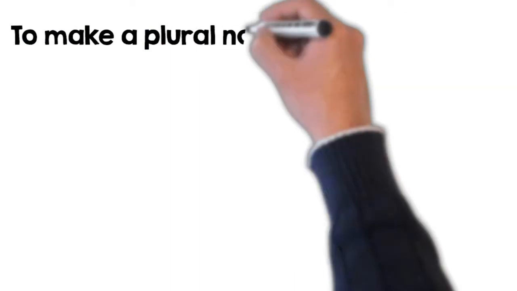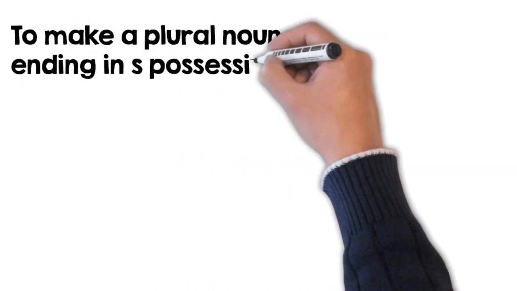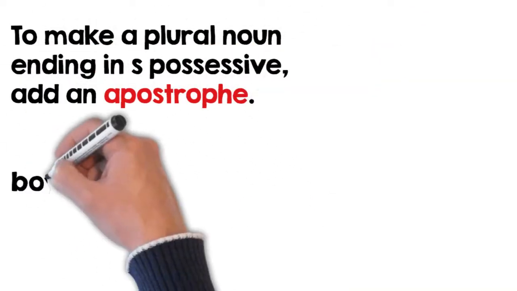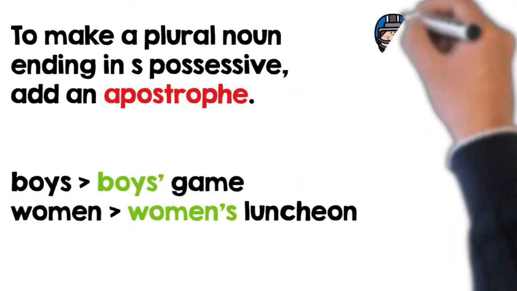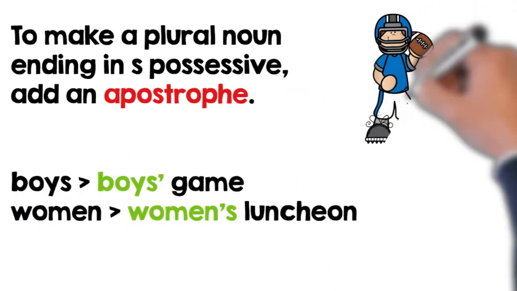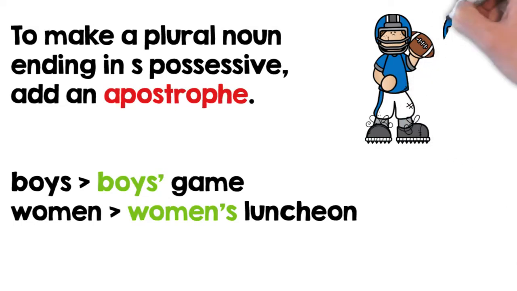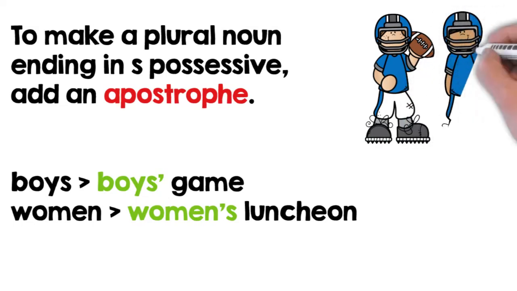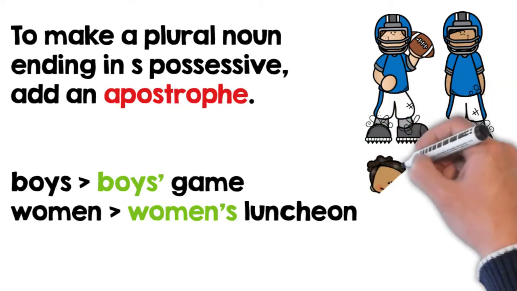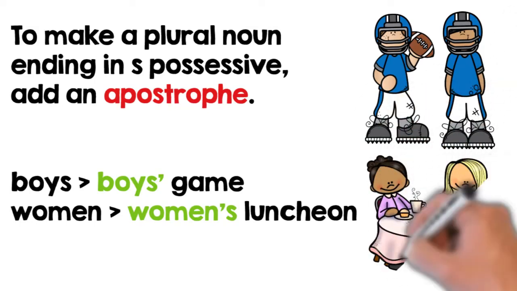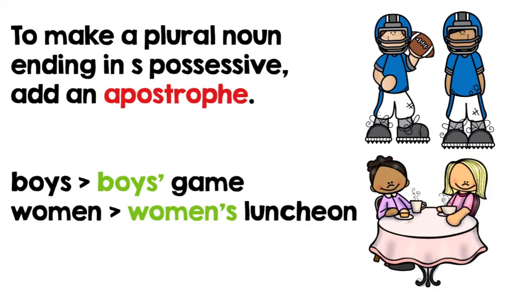To make a plural noun ending in S possessive, add an apostrophe. Here are some examples. Boys becomes boys' game. Notice the apostrophe comes after the S. Women becomes women's luncheon. Even though the word women is plural, it does not end with an S. Therefore, it's made possessive by adding an apostrophe S.